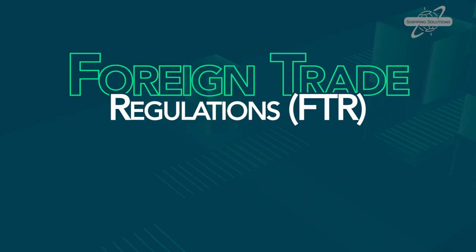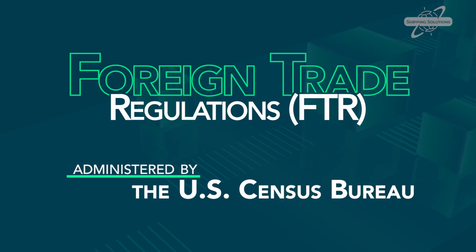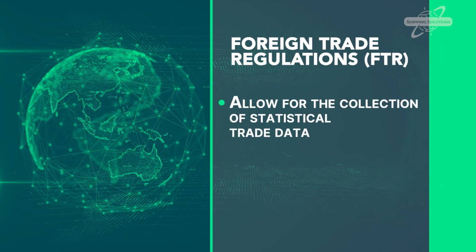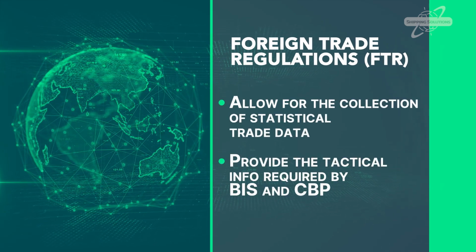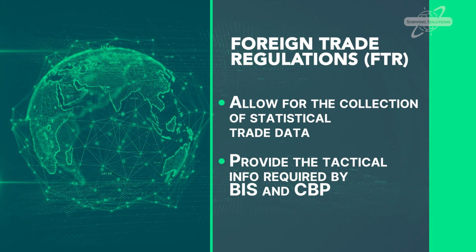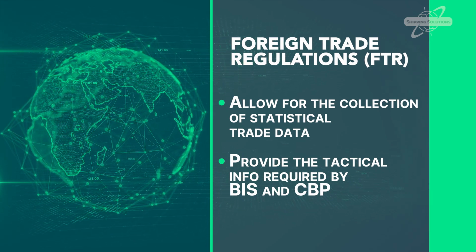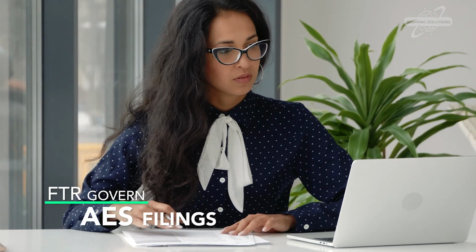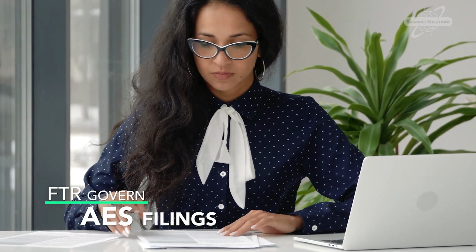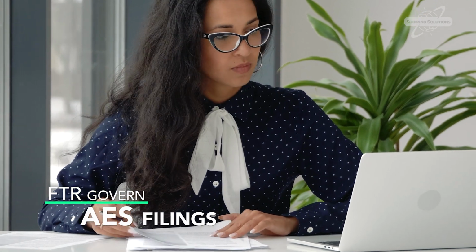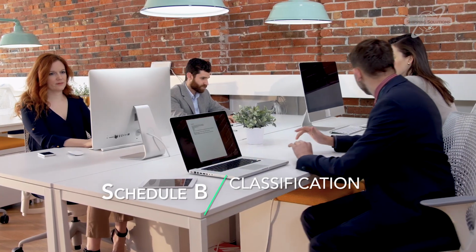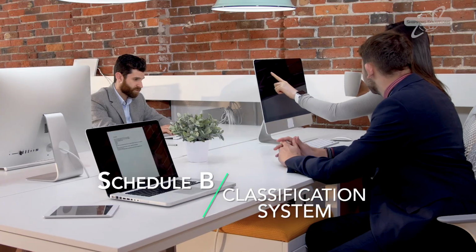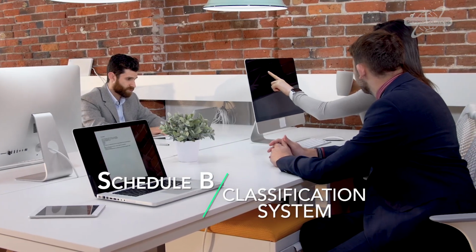The FTR are administered by the U.S. Census Bureau and have 2 purposes. They allow for the collection of statistical trade data, and they provide the tactical information required by BIS and CBP to perform their export oversight roles. The FTR govern AES filings, which is required for most exports from the U.S. If you're not familiar with the Schedule B classification system, another key part of the FTR, be sure to check it out on the Census Bureau's website.